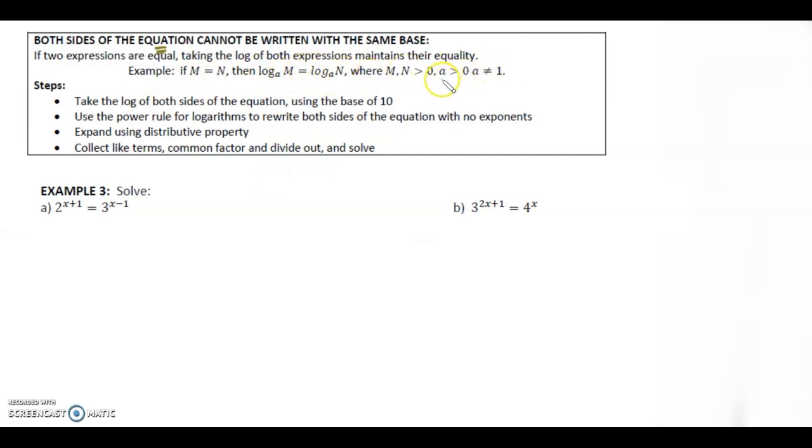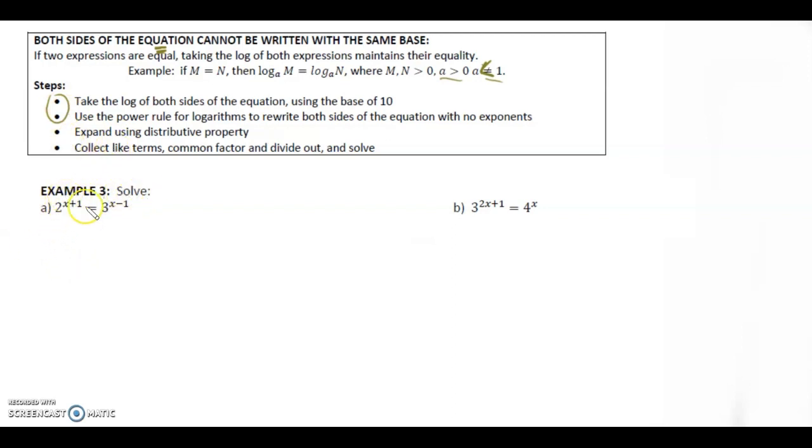Okay, and of course, the base can't be 0 or 1, or even less than 1. And m and n have to be greater than 0 as well, because you can't log a negative number. So steps. Take the log of both sides of the equation, and then we can just use the base of 10. Use the power rule for logarithms to rewrite both sides of the equation with no exponents. You know what? Let's do those for example 3a, and then we'll keep going with the steps.